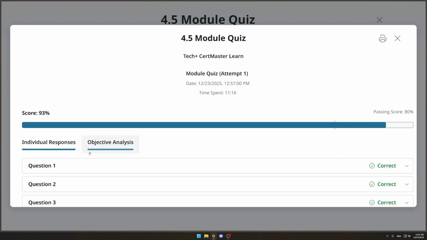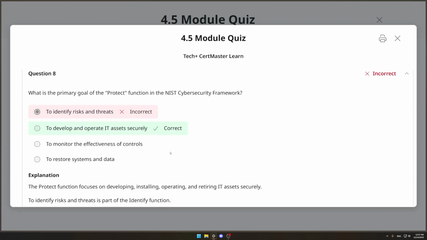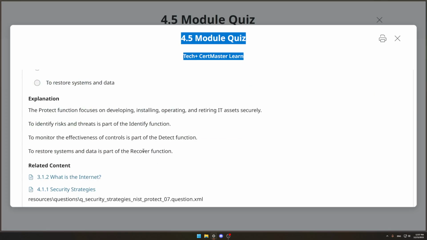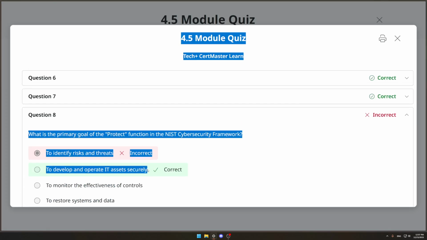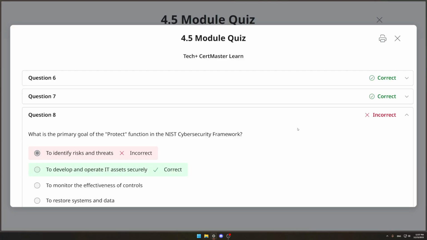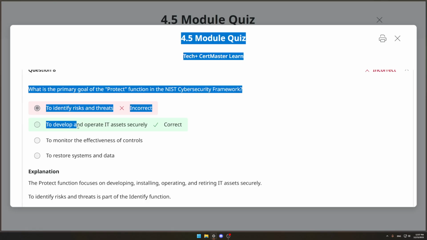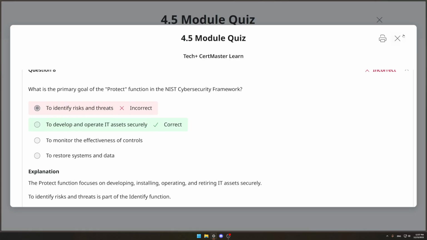Ooh, and I missed one, and it was number 8. Okay, the primary goal of the protect function of the NIST cybersecurity framework is to develop and operate IT assets securely. Okay. Yeah, because identifying risks and threats, I guess, doesn't technically protect anything. But developing and operating assets securely does protect things.